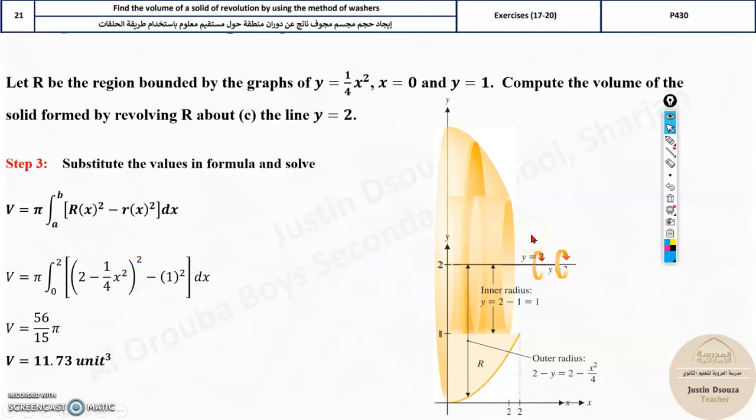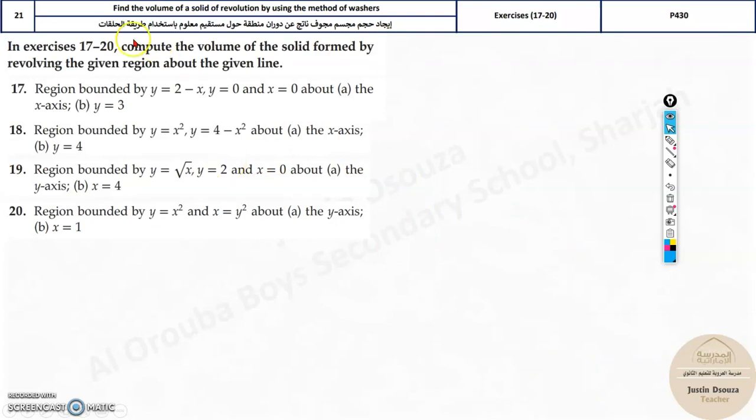So make sure you understand where the equation is given, and then understand which line or axis is used to revolve. Then it's pretty easy. You can just do the revolution. You can even think in the mind and do it. Just draw a basic graph, whatever equation you're given. Okay? Please do solve these by yourself. Don't directly write. Solve it by yourself and then check the answers.